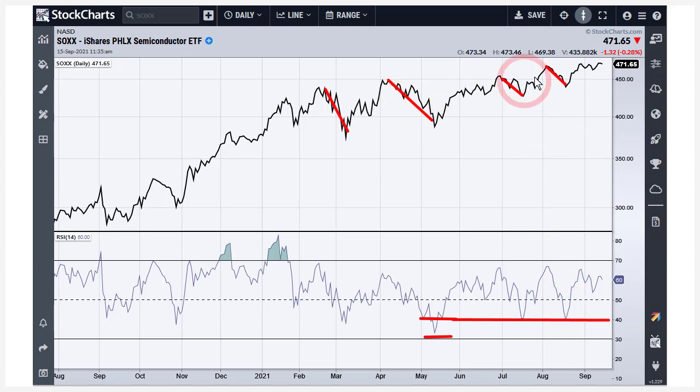So semiconductors remain strong, and whenever I see an ETF that is strong, I go to the holdings and see which holdings look strong. So let's do that.